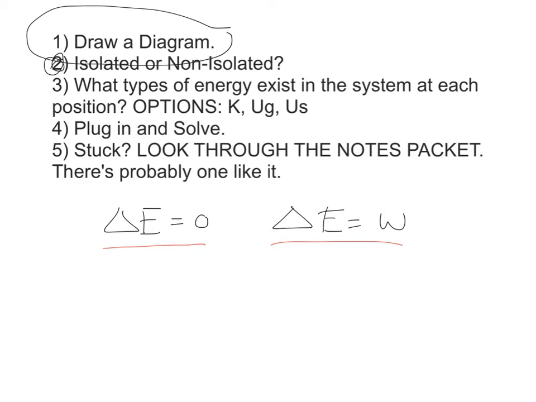Next thing that you'd want to do is decide what types of energy exist at various positions. So you'll see me do that for each of the questions. Your options are pretty much just these three. If it's moving, there's kinetic energy. If it's higher than the lowest position, then there's gravitational potential energy. If there's a compressed spring, then there's elastic potential energy. And then plug in and solve. That's the part where there's algebra.